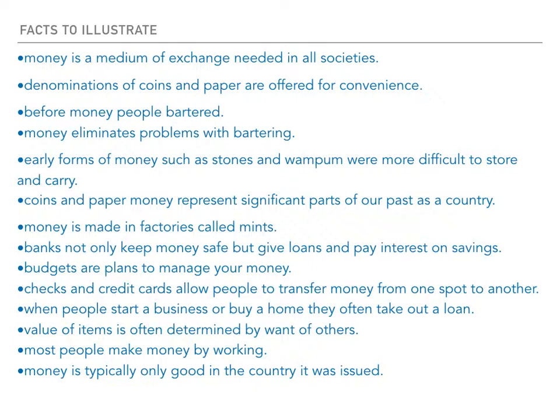That's very interesting. Banks not only keep money safe, but give loans and pay interest on savings. Budgets are plans to manage your money. Checks and credit cards allow people to transfer money from one spot to another. These right here, when we're talking about budgets, there's a lot of fun resources out there for kids of different age levels. When people start a business or buy a home, they often take out a loan. Value of items is often determined by want of others. Most people make money by working, and money is typically only good in the country it was issued.